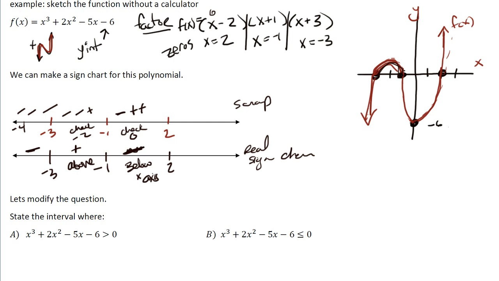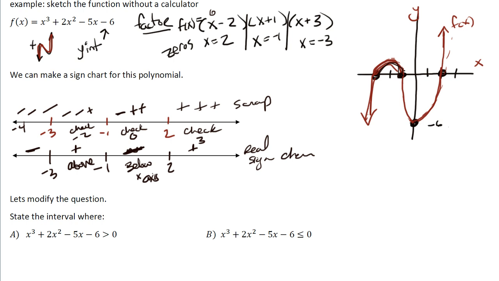And I need a number over here, so I'm going to check like a 3. You can check whatever number you want. It doesn't matter. Just be careful. 3 minus 2 is positive. 3 is positive. That'd be positive. And so this one here is positive. Just like we see in our drawing, this is above and this one's below. So that's how we make a sign chart.